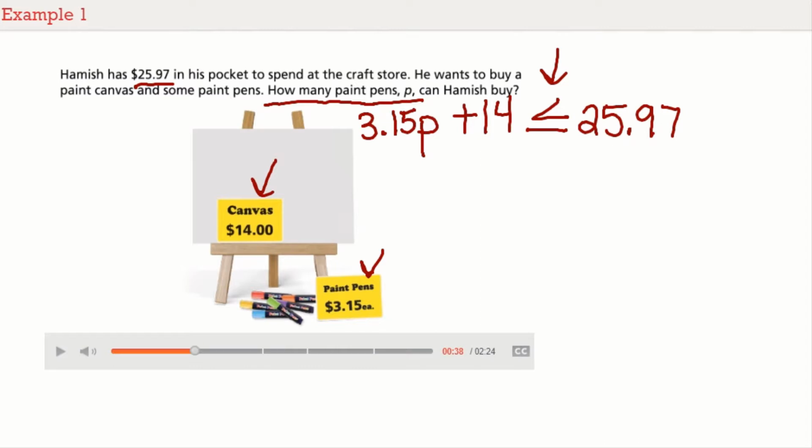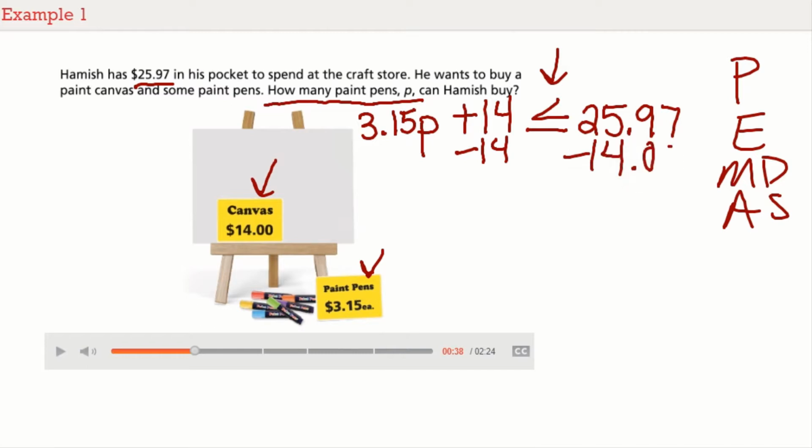Now we have to solve. Just like equations, the first thing we have to do is undo addition and subtraction, because the order of operation tells us to undo addition and subtraction first when we use the reverse order of operation. So we have to subtract 14 on both sides of the inequality. And remember to line up your decimals. On the left side, we're left with $3.15 per paint pen is less than or equal to $11.97.